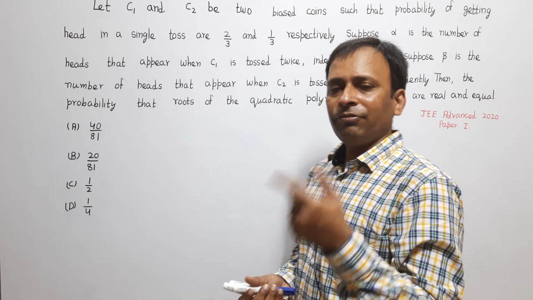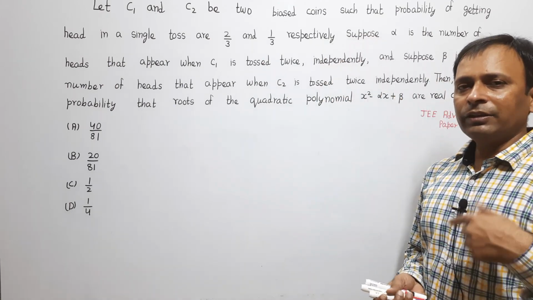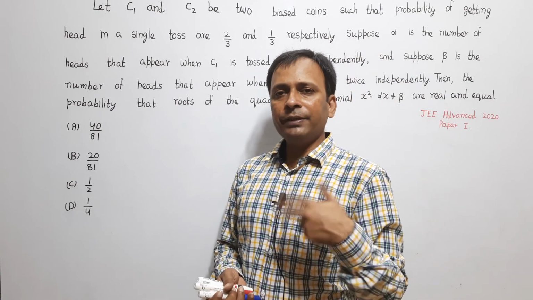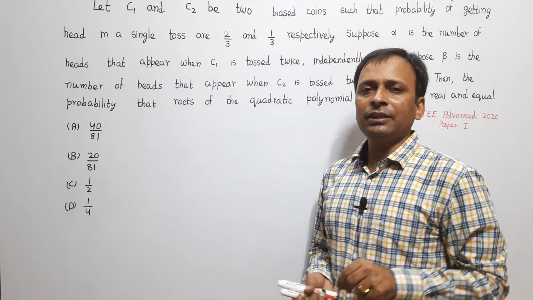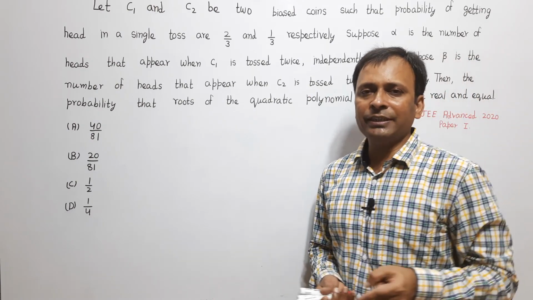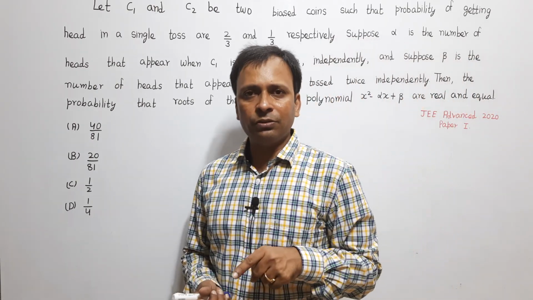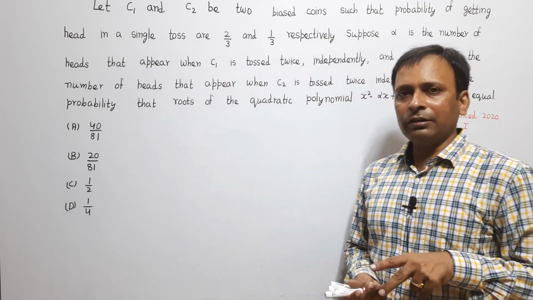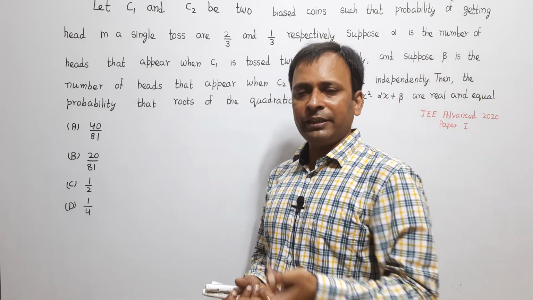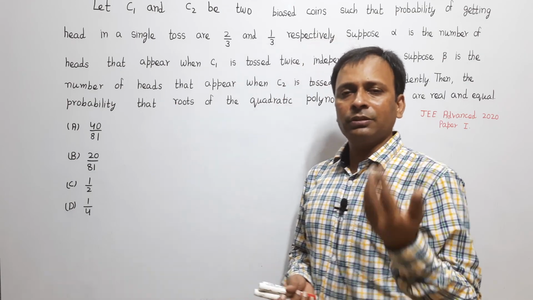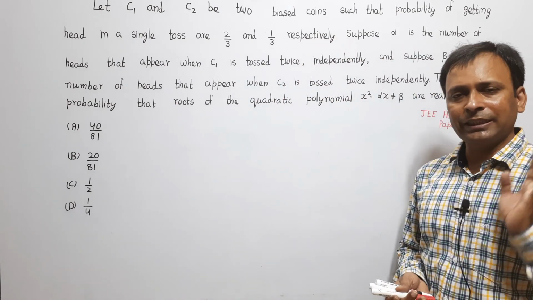So suppose alpha is the number of heads when the first coin is tossed twice, and beta is the number of heads when the second coin is tossed twice. So the number of heads in both the cases can be either 0, that means we do not get any head, that means both are tails, or we can get one head and one tail, or we can get both heads, that is both the tosses give us the outcome as head only.